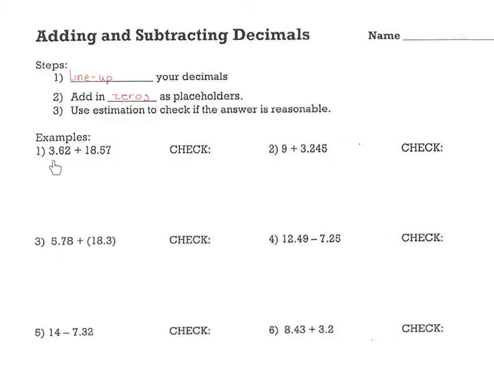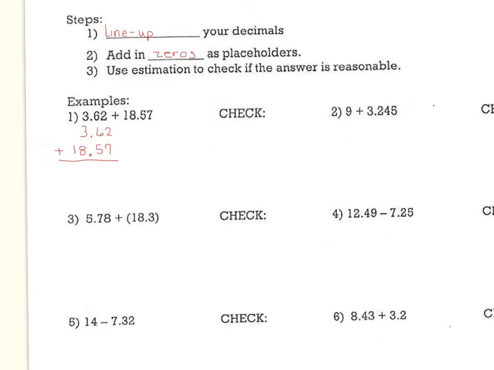So let's start with example number 1. Let's first line up the decimals. We're going to add, and then we're going to check by using estimation. So first, line up your decimals, and then you need to add in your zeros for placeholders, and then you can add like you normally do. 7 plus 2 is 9, 6 plus 5 is 11, carry the 1, bring the decimals straight down, line up your decimals. 8 plus 3 plus 1 is 12, carry the 1. 2, so your answer is 22 and 19 hundredths.